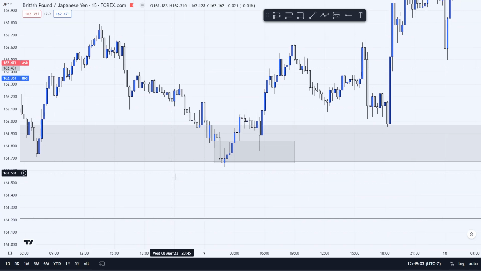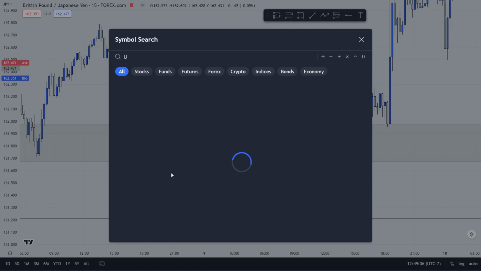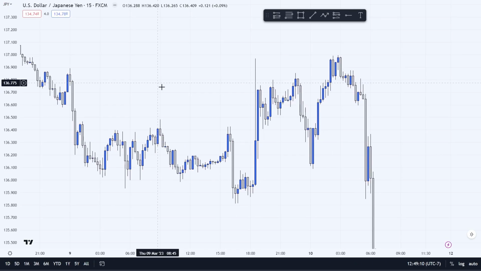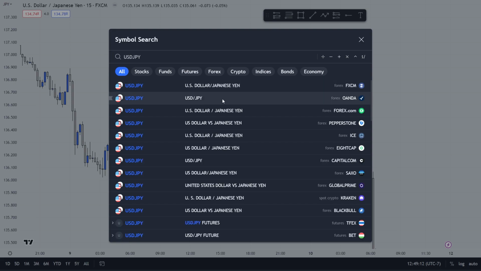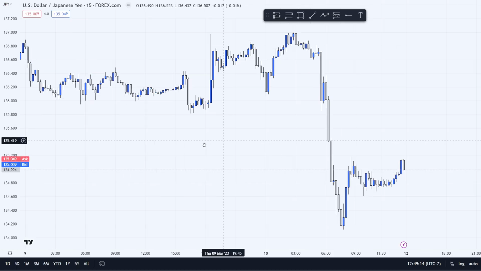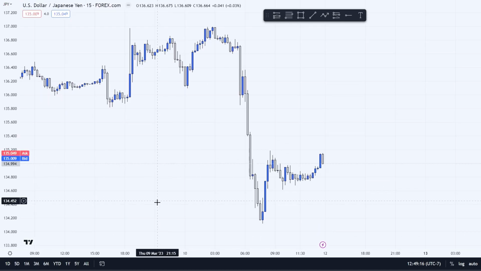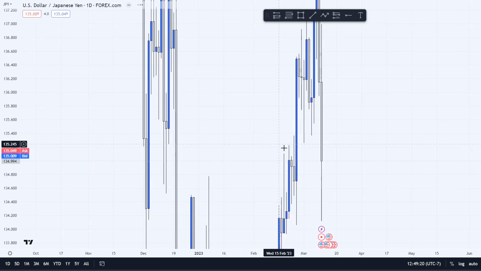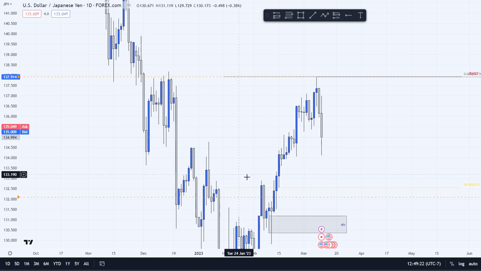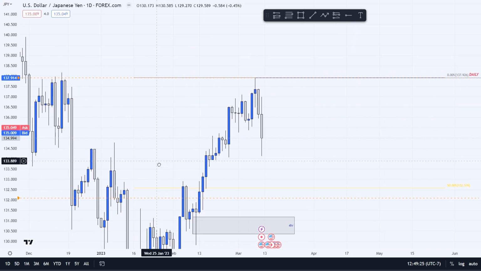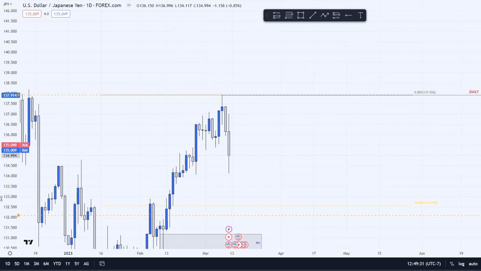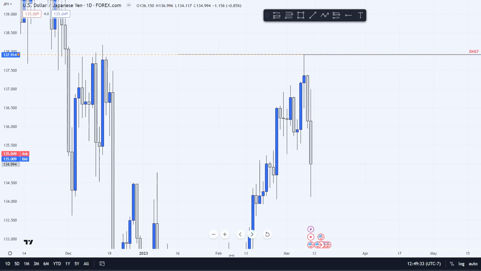So my next setup is on USD JPY. I like the Forex one. So let me go to the daily time frame. So I'm here. I'm gonna show y'all the trade that I took, and then two trades that I missed. You know what I'm saying? So first we're gonna start with the trade that I took.